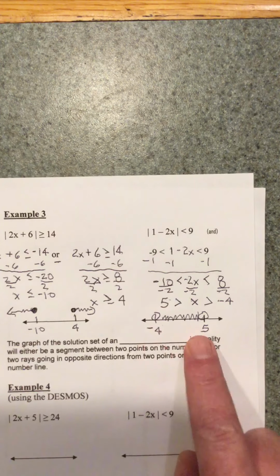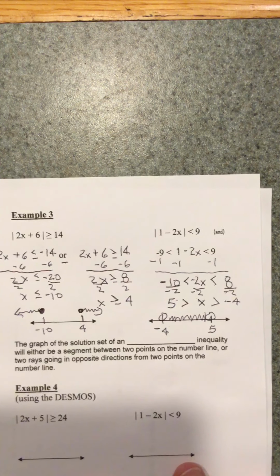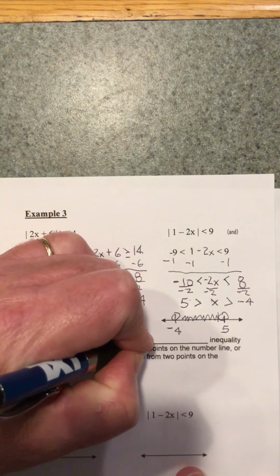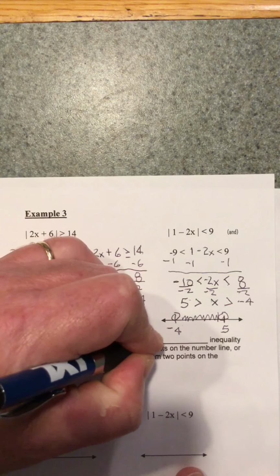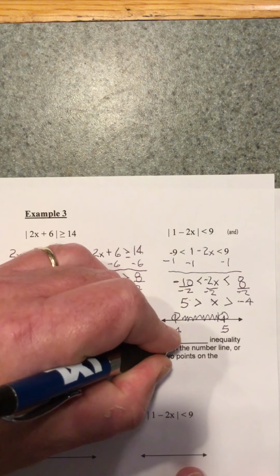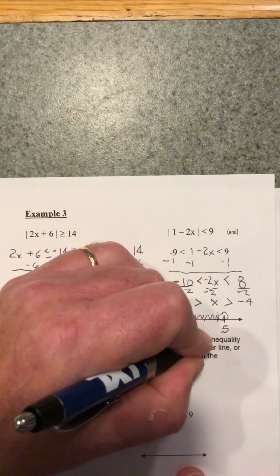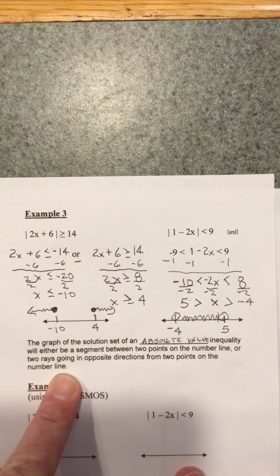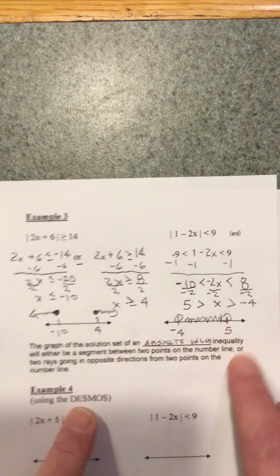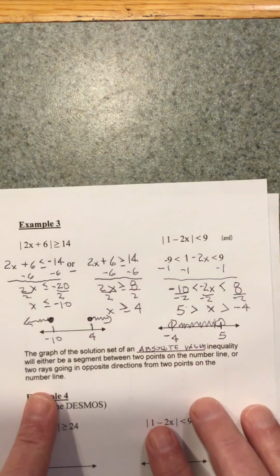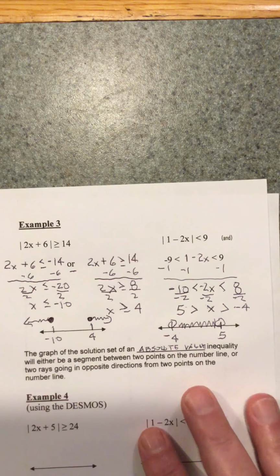So you're going to find all those values in between there. Again, that's what an OR problem looks like. Now, the graph of the solution set of an absolute value inequality will either be a segment between 2 points, like you see there on a number line, or 2 rays going in opposite directions from 2 points on the number line.